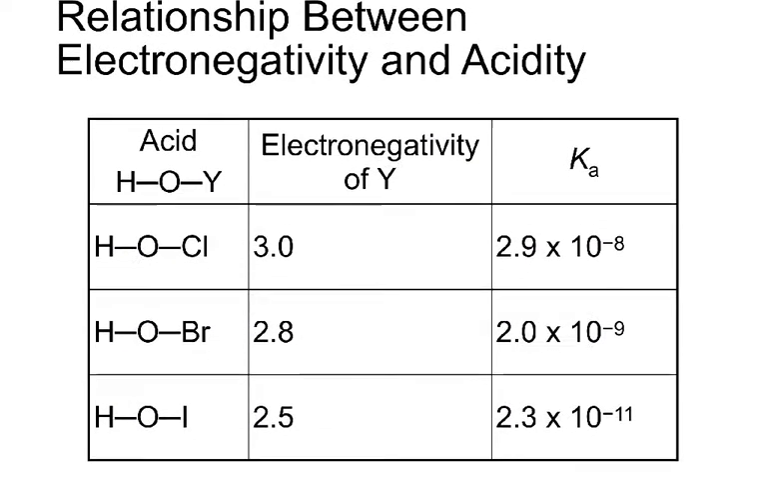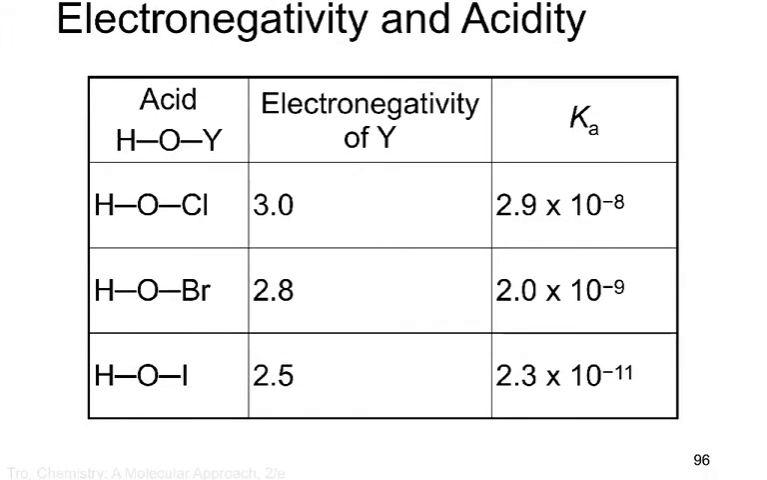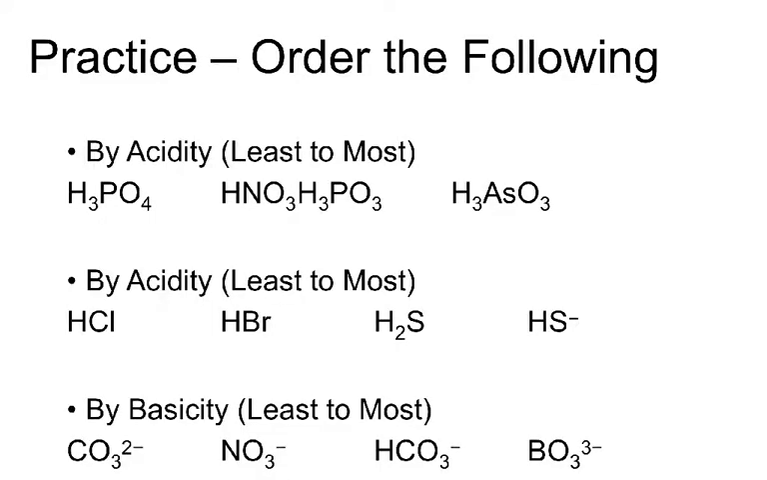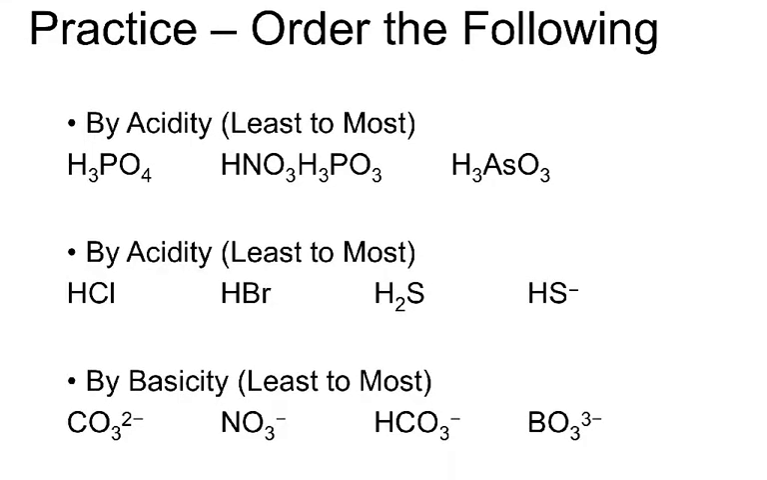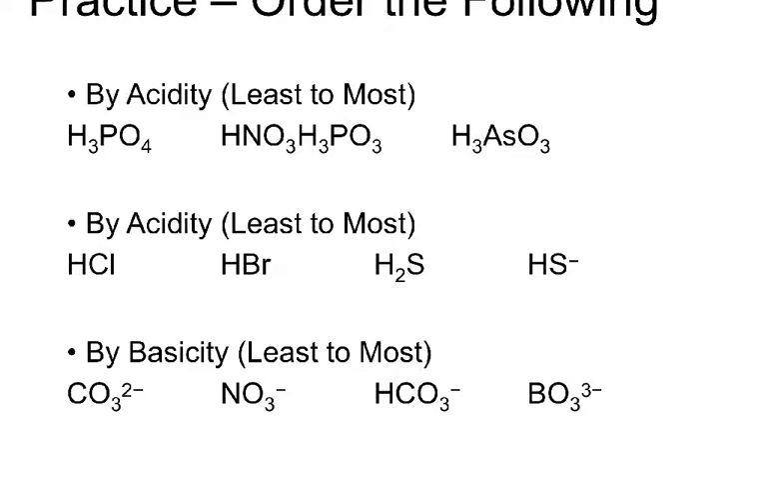So here we can look at electronegativity and acidity. You can see that as we get less electronegative, the Ka value goes down, so we become less acidic as we move down the table. Okay, so some practice. Order the following. Why don't you pause the video, review the trends, and then put these in order.